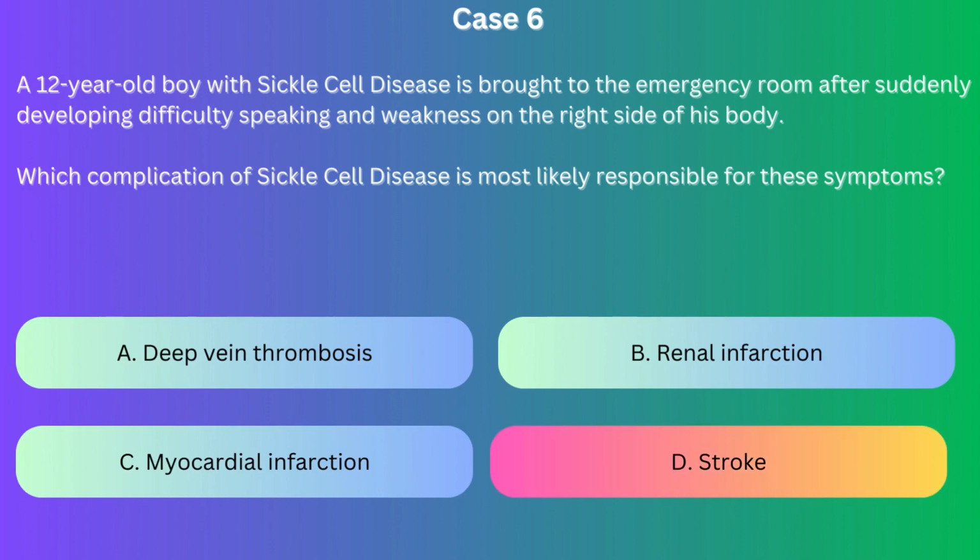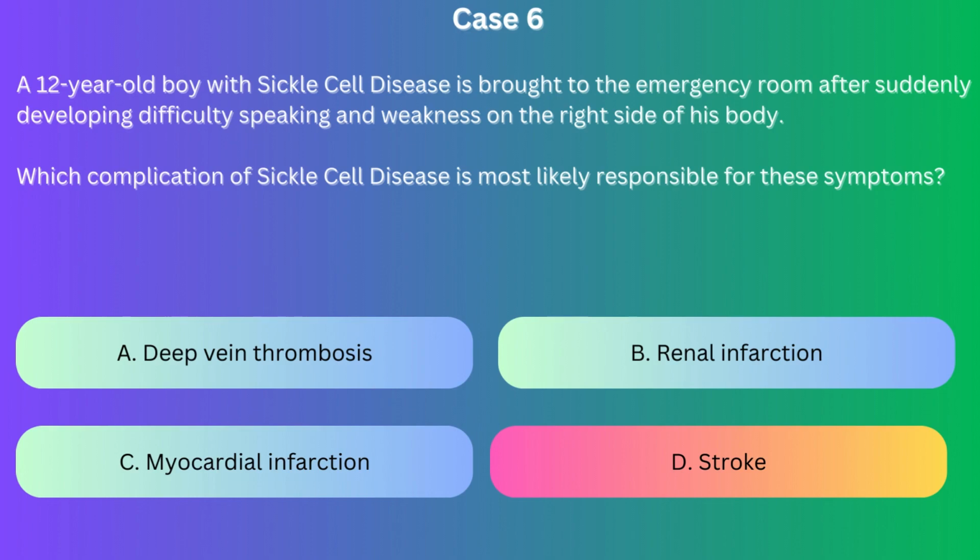The sudden onset of speech difficulties and unilateral weakness in a child with sickle cell disease is highly suggestive of a stroke. In sickle cell disease, the sickle-shaped cells can occlude cerebral blood vessels, leading to ischemic stroke. Children with sickle cell disease have a significantly increased risk of stroke compared to the general population, often due to small vessel occlusion in the brain.